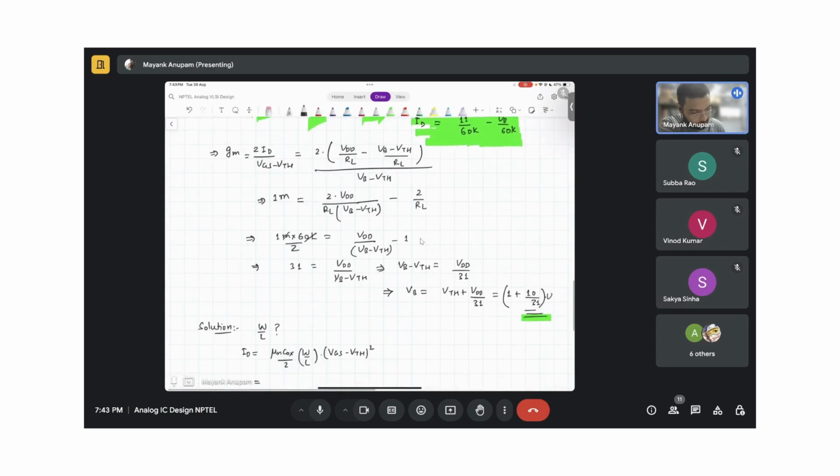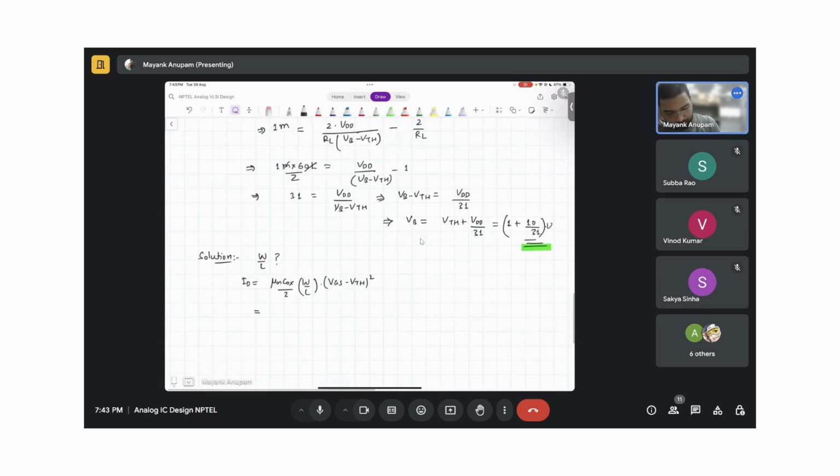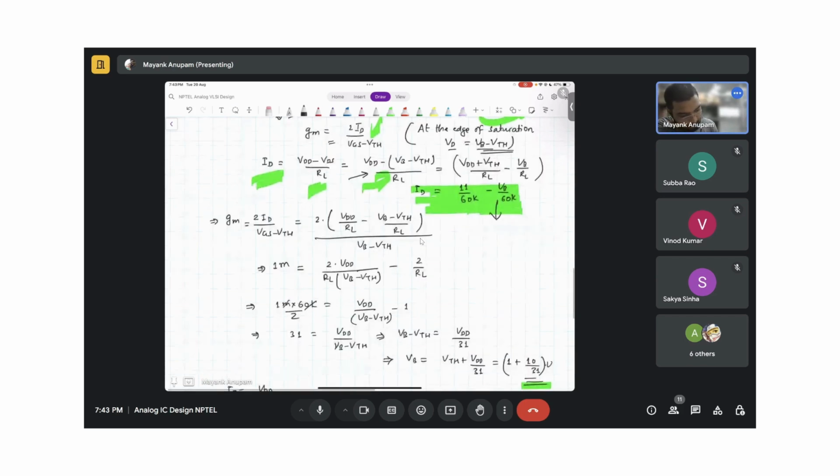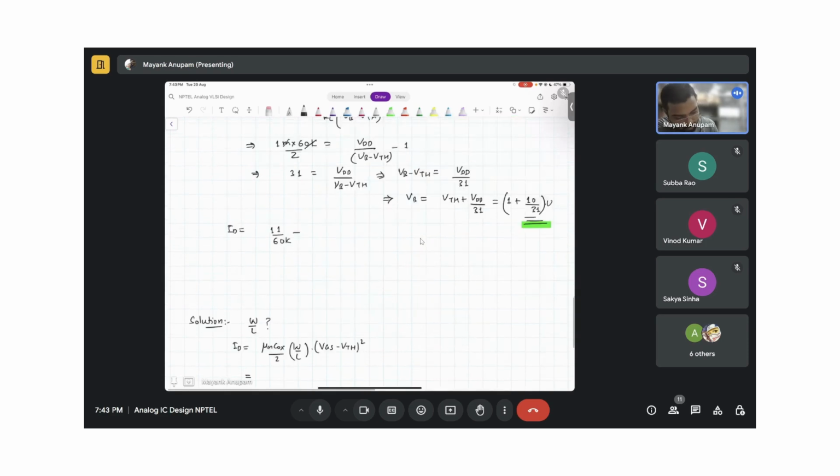So what is the current because of this VB? Tell me, what is going to be the current here? ID is equal to how much? VDD by RL minus VB by 60k, which is 11 by 60k minus (1 plus 10 over 31) upon 60k. This is ID, right?